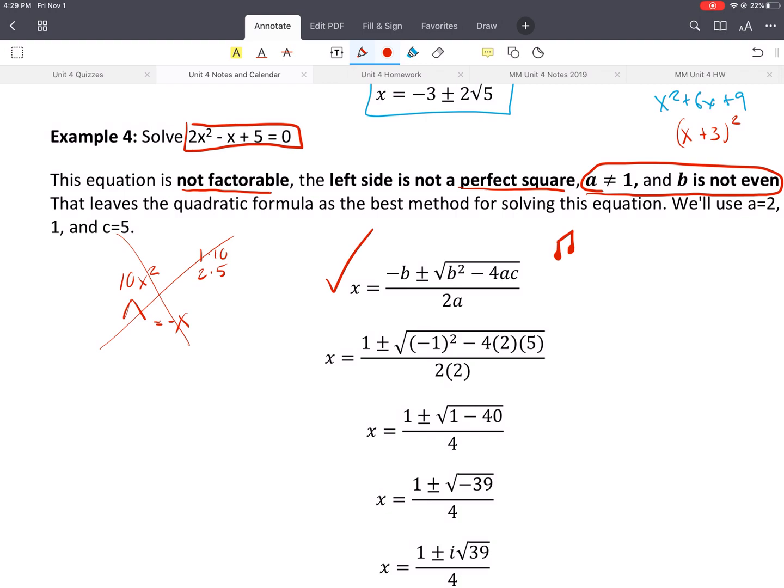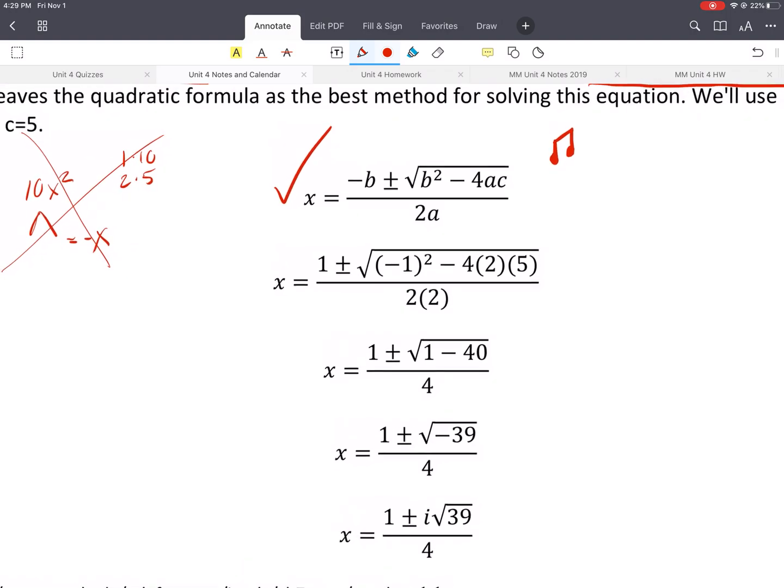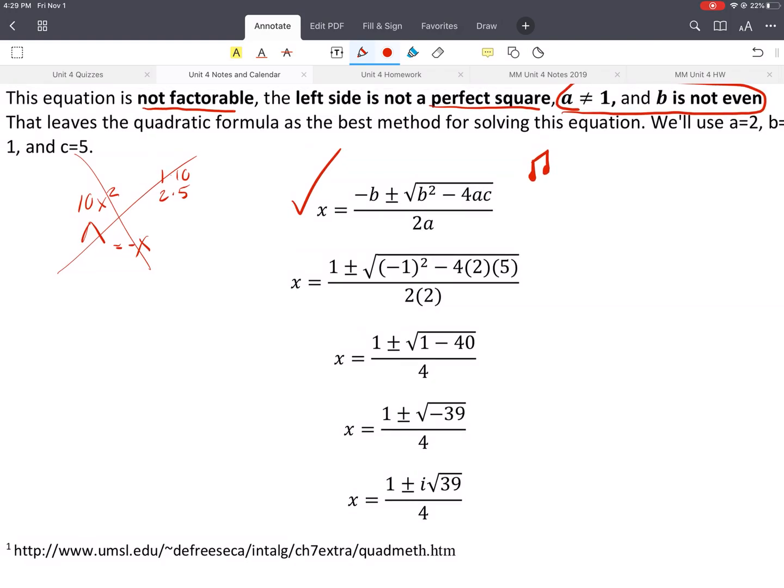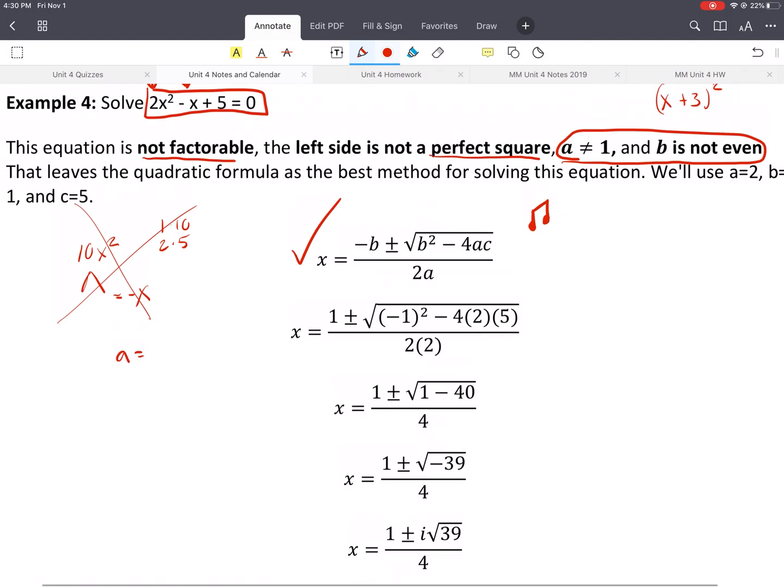Okay, well, to complete the square, A has to be 1, here it's 2, and B has to be even, and here it's negative 1, which is odd. So we can't complete the square. So let's do the quadratic formula. I always tell you that on your test, part of your point is going to label A, B, and C. So for this example, A is 2, B is a negative 1, and C is 5.